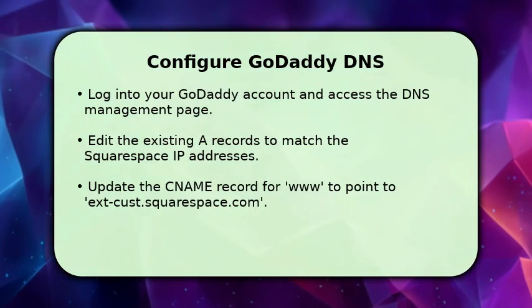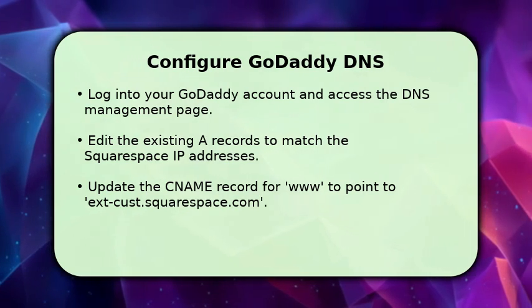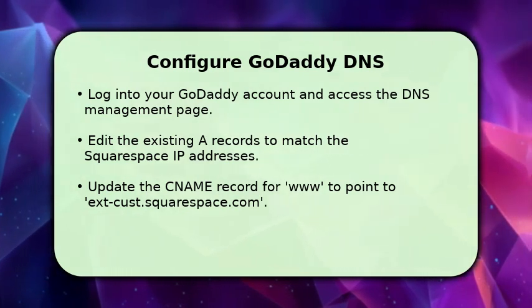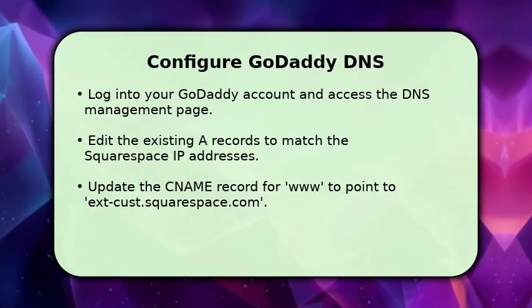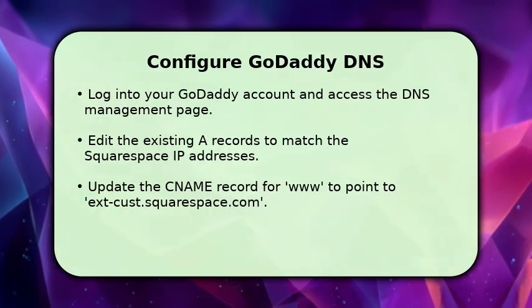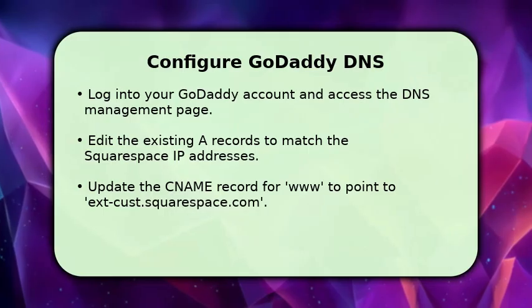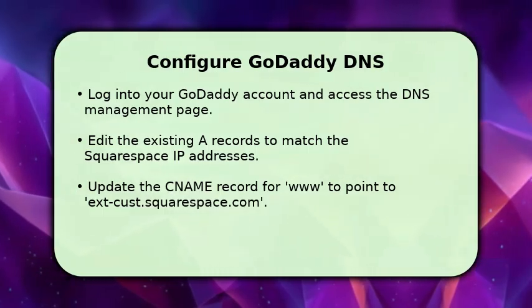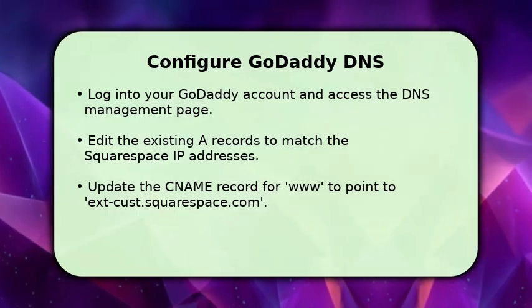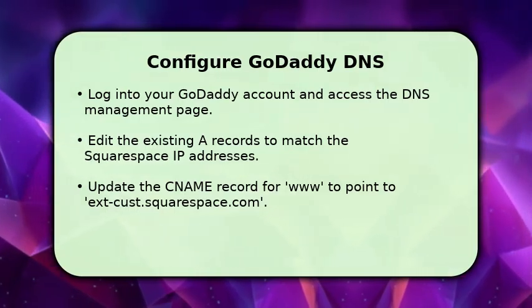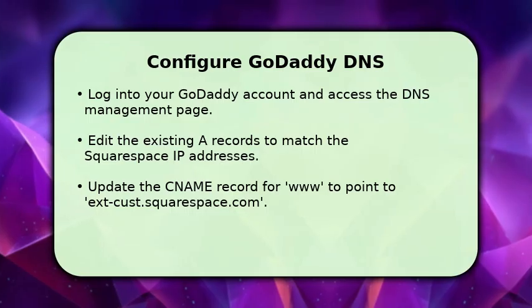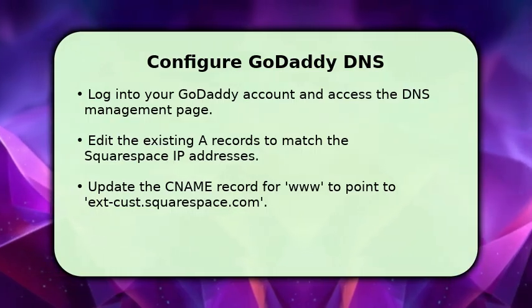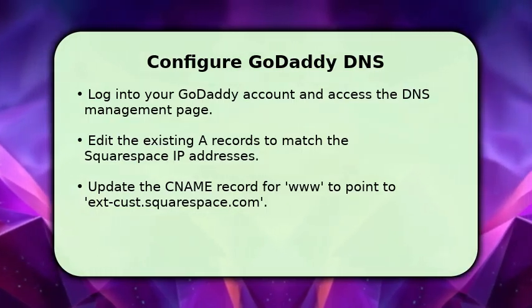Now, head over to Godaddy and log into your account. Navigate to your domain's DNS management page. You will need to edit the existing records to match the 4 IP addresses provided by Squarespace. Also, update the CNAME record for www to point to xcust. Squarespace.com. Ensure all entries are exact, including any periods. This step tells Godaddy where to direct traffic for your domain.